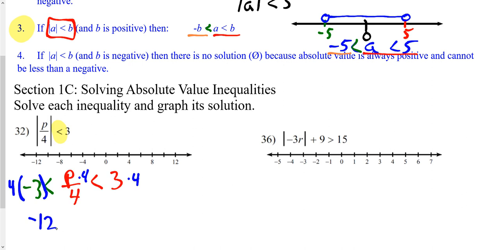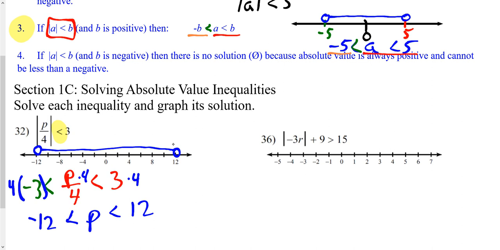So you get negative 12 less than P less than positive 12. When you are graphing this, notice that you only have less thans, not less than or equal to, so they're going to be open circles. And your P is in between 12 and negative 12, so you're going to shade in between. That's what it would be for the graphing.